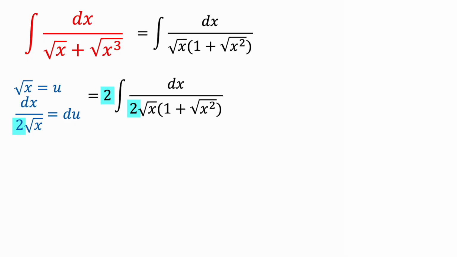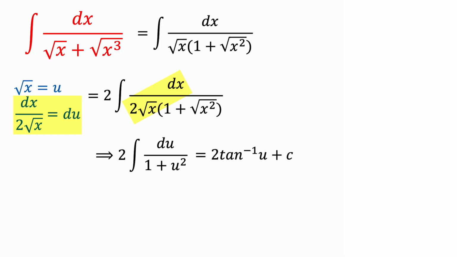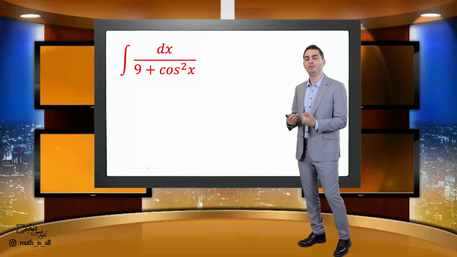Now we substitute. We get 2 times the integral of du over 1 plus u squared. Everything is now ready. This results in 2 times the integral of du over 1 plus u squared, which, as you've often seen, becomes 2 times the arctangent of u. Come with me step by step so your skills can improve. Let's move on to the next example.